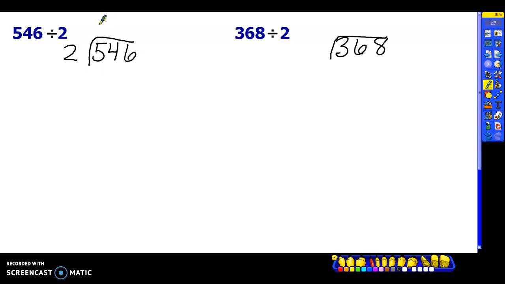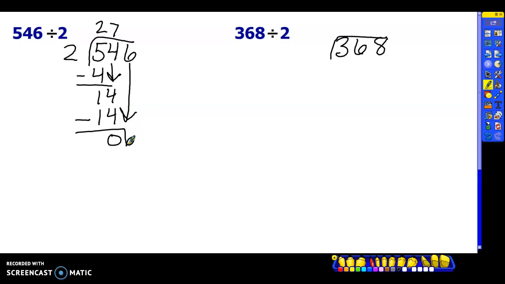2 goes into 5 twice, but it only gets me to 4. 5 minus 4 gets me 1. Bring down my tens, I have 14. 2 goes into 14 7 times. 2 times 7 gets me 14, left with 0 tens. I bring down my 6. Now I have 2 goes into 6. 2 goes into 6 3 times. 2 times 3 is 6, so I have a remainder of 0. So my quotient is 273, and my remainder is 0.